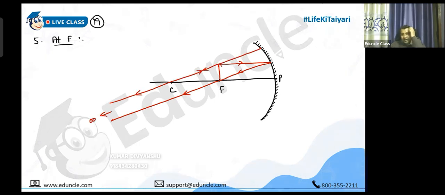You can see these rays are parallel and they will actually meet at infinity. So it will be real. So when the image forms at infinity, it will be highly magnified. Very large.